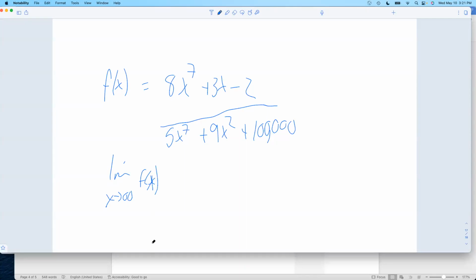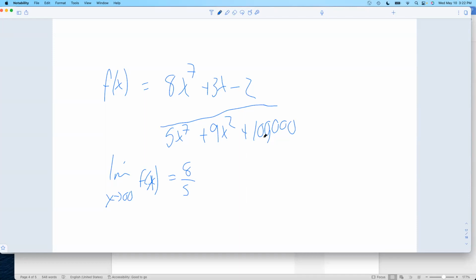Well, with rational functions, there are those three different cases. If the bottom's bigger in degree, the answer is 0. If the top's bigger in degree, then you got either infinity or negative infinity, and you got to look at the graph. But if the degrees are the same, like here, 7th degree, then the answer is the ratio of leading coefficients. So this limit would just be 8 over 5. Oh, but what about that 100,000? Couldn't care less. If I plug in something like x equals a trillion, x to the 7th power is so much bigger than this guy.